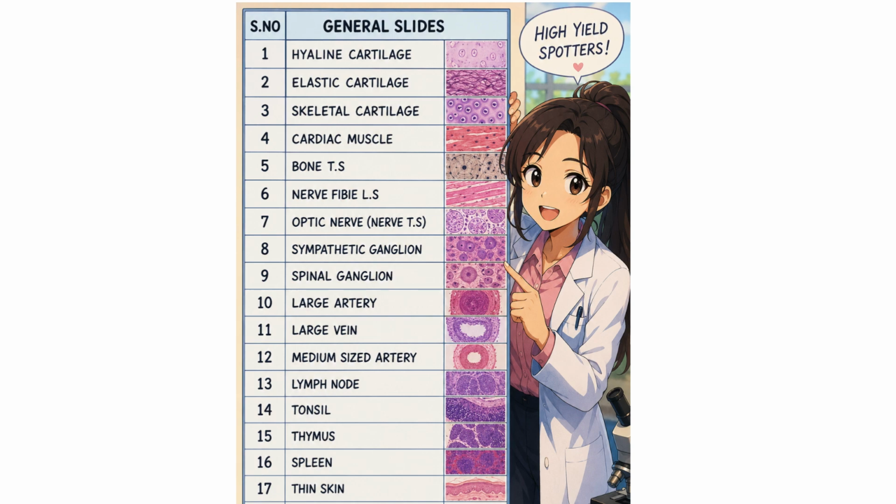Whereas for medium sized muscular artery, the prominent internal elastic lamina is the important point, and thick tunica media of smooth muscle, external elastic lamina is also visible.